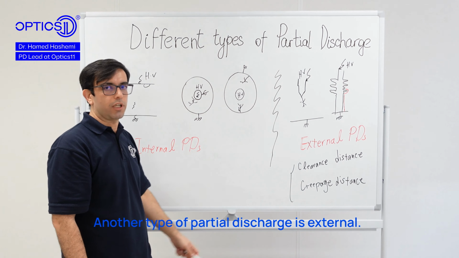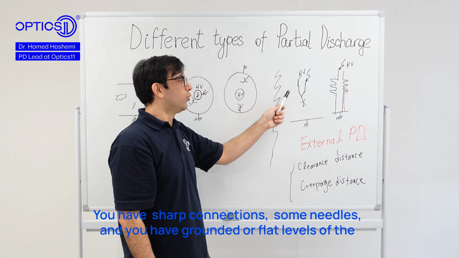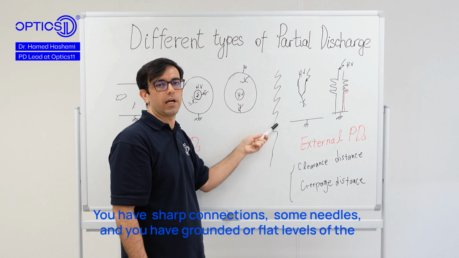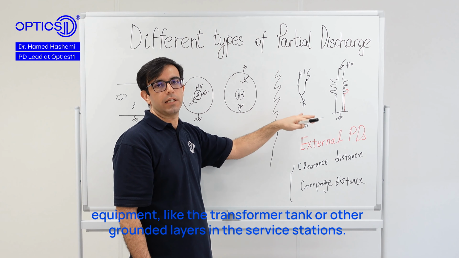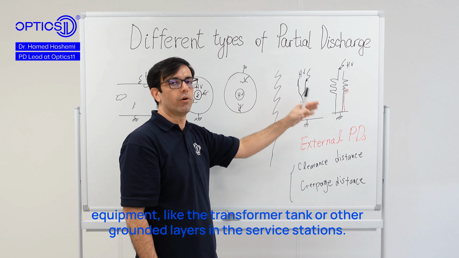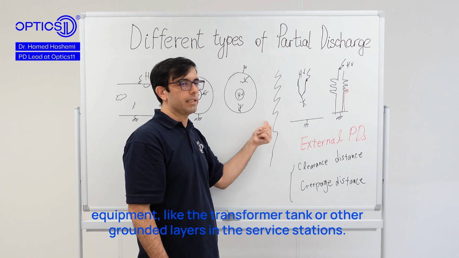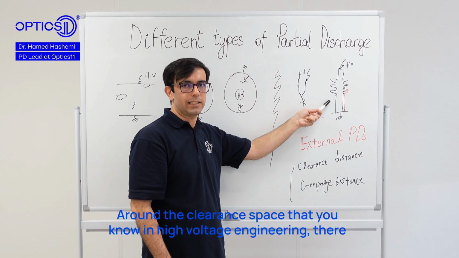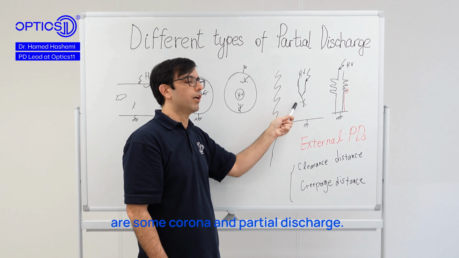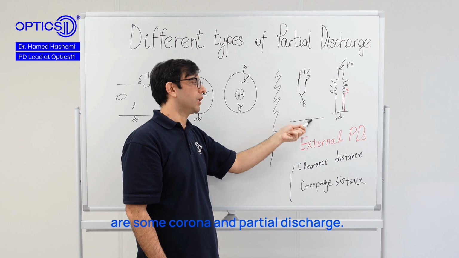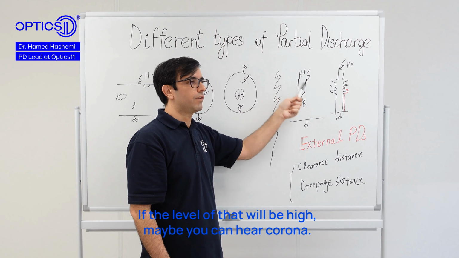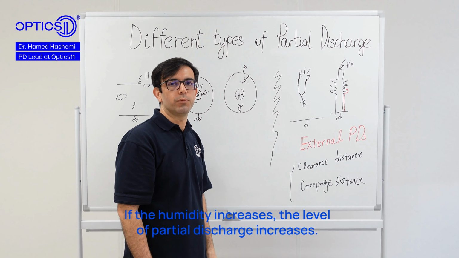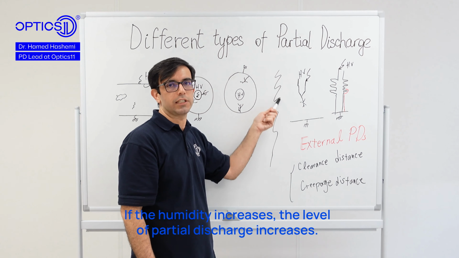Another type of partial discharge is external. You have sharp connections, some needles, and you have grounded or flat surfaces of the equipment like the transformer tank or other grounded layers in the substations. Around the clearance space that you know in high voltage engineering, there are some corona and partial discharge. If the level of that is high, maybe you can hear the corona. If the humidity increases, the level of partial discharge increases.